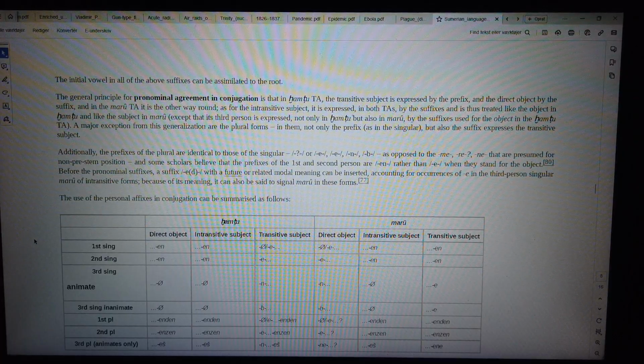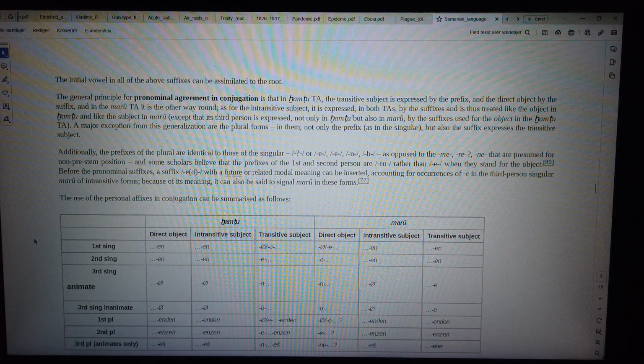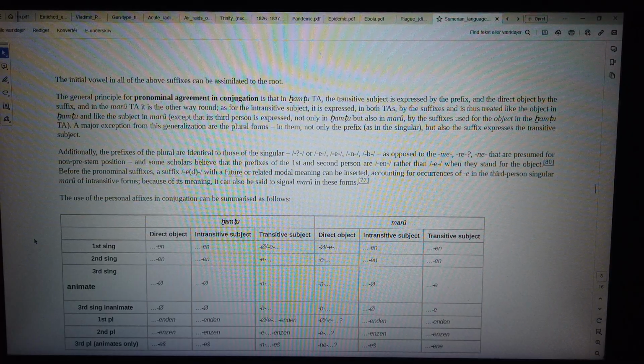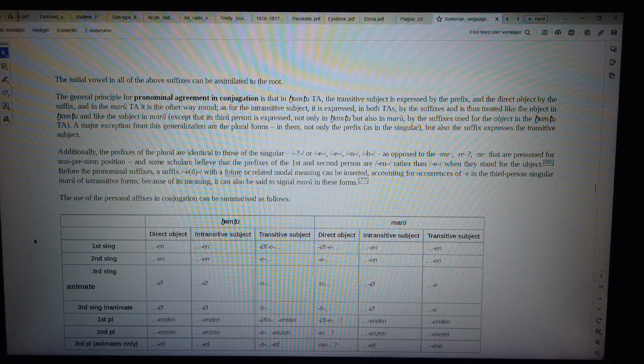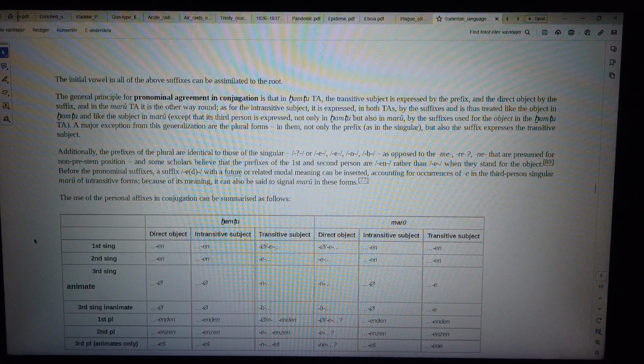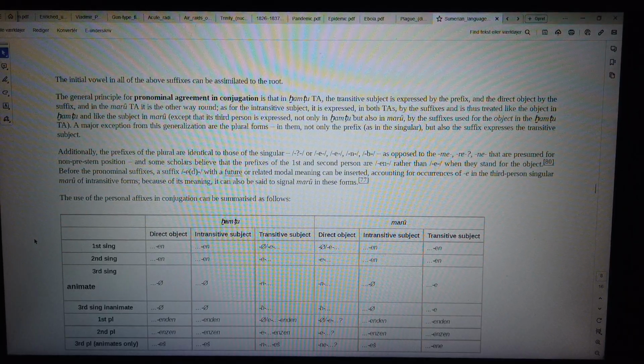80. Before the pronominal suffixes, a suffix /ed/ with a future or related modal meaning can be inserted, accounting for occurrences of e in the third person singular of intransitive forms. Because of its meaning, it can also be said to signal maru in these forms.